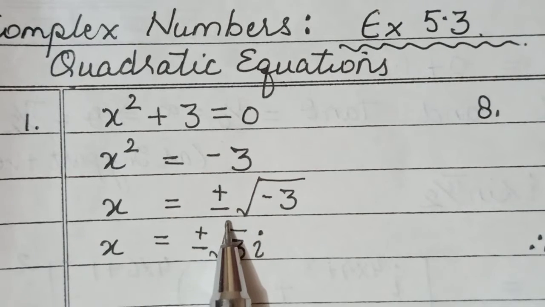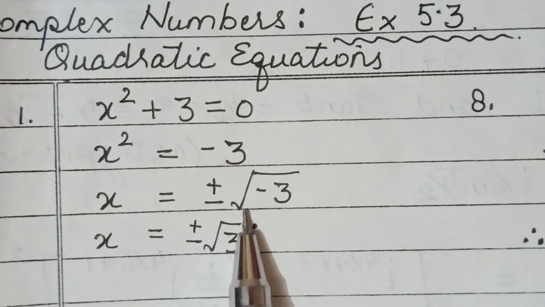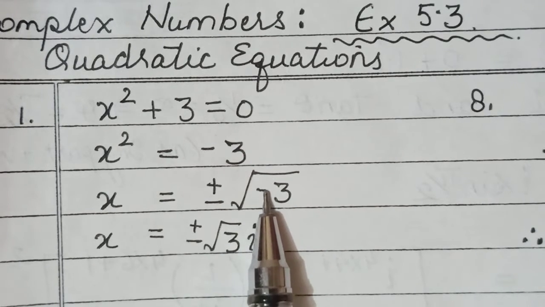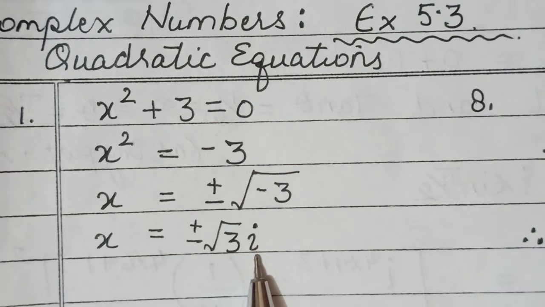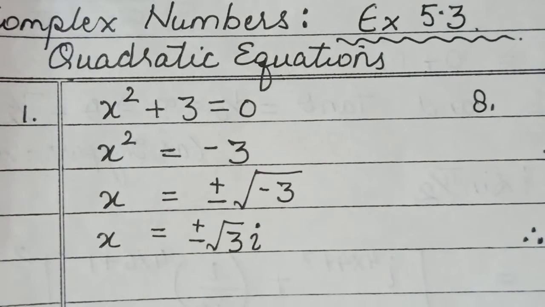It is a quadratic anyway, so two roots should come. Now we've studied that whenever we have to find the under root of a negative number, we take it as under root of 3, and under root of minus 1 has been defined as iota. So the roots of this equation would be plus minus under root 3 i.